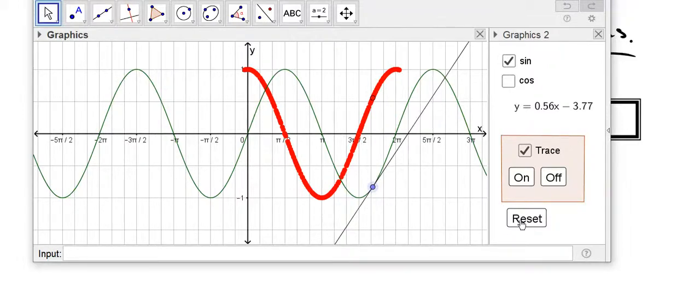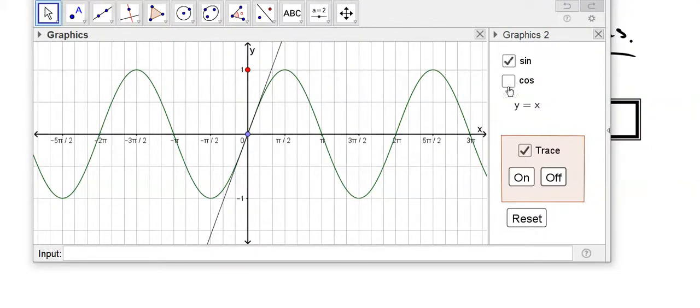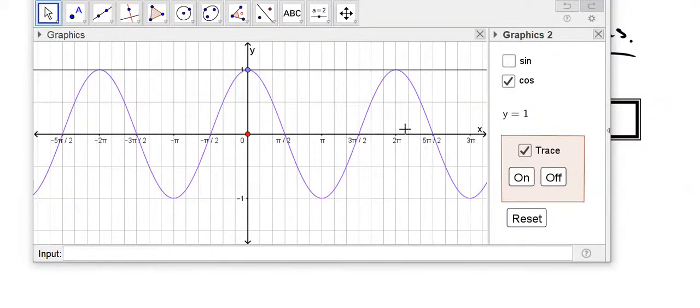Interesting. Okay. Reset. Off. Get rid of that. Cosine. Now we're going to see what the derivative of cosine is. And you all think you're so smart. You already know what's going to happen here. You think you're one step ahead. We'll see.